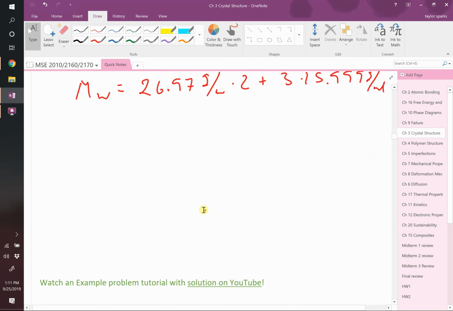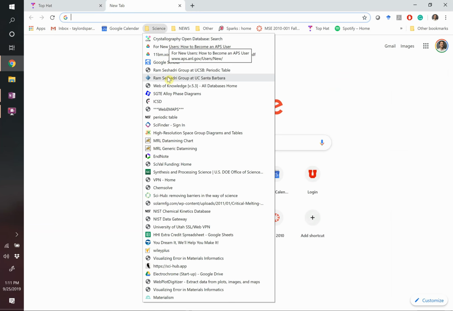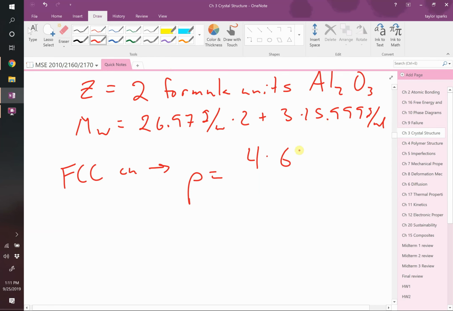Okay. So in face-centered cubic copper, FCC copper, we're going to say that rho is equal to, there's 4 atoms per unit cell in face-centered cubic, 1 on the corners, 3 on the faces, so there's 4 total, times the molecular weight of copper, which is 55 something. What is it? What's copper? Copper is 63.55. That's grams per mole.